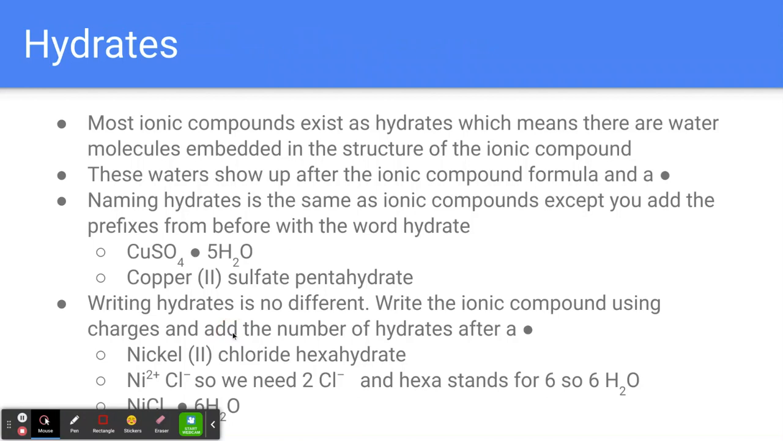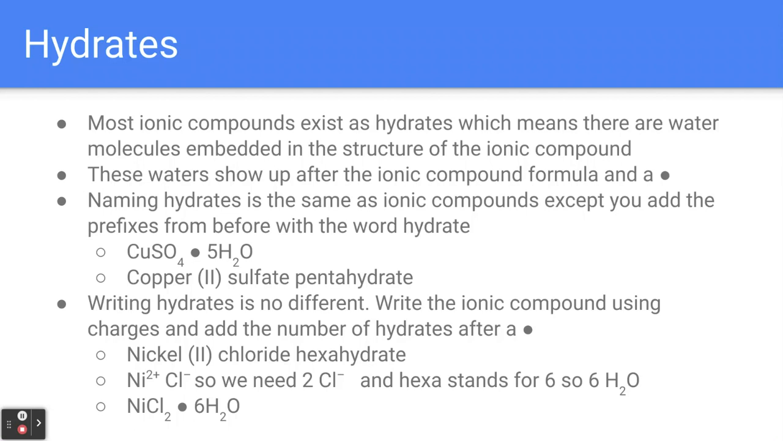All right. Now we have what are called hydrates. Most ionic compounds, I shouldn't say most, but quite a few, actually come to us from the factory as a hydrate. And what that means is that you've got water embedded in the structure of the ionic compound. So you've got your positive and negative ions, but within that structure, you also have some waters embedded. And how we show that is those waters show up after the ionic compound formula and a dot. So you're going to have the ionic formula, a dot, and then some waters, and it could have a number in front of those waters. Oftentimes, it's not just one water. It's going to be more than one water.